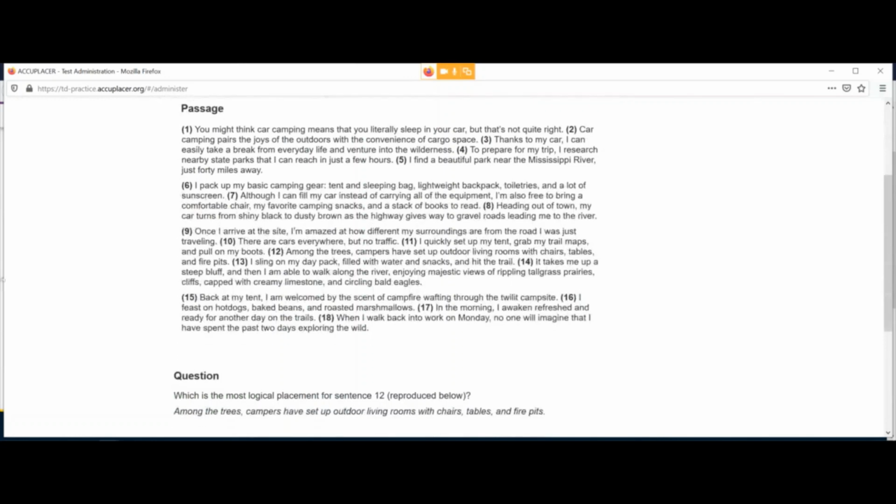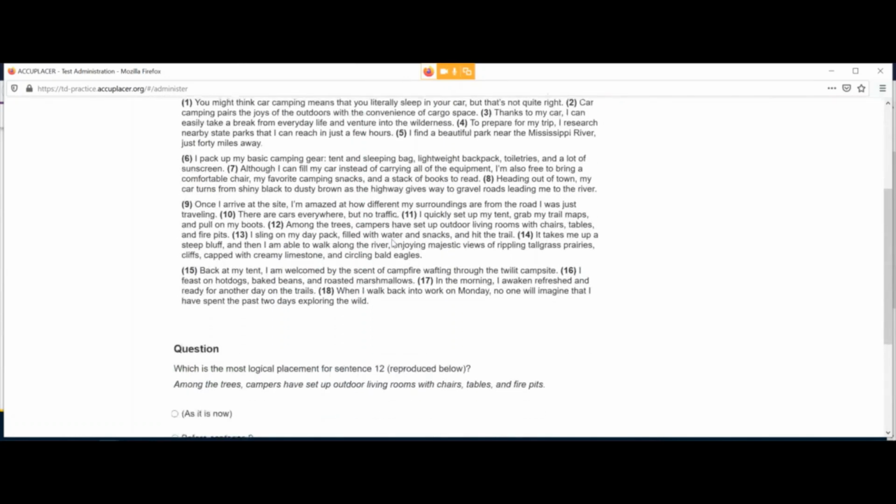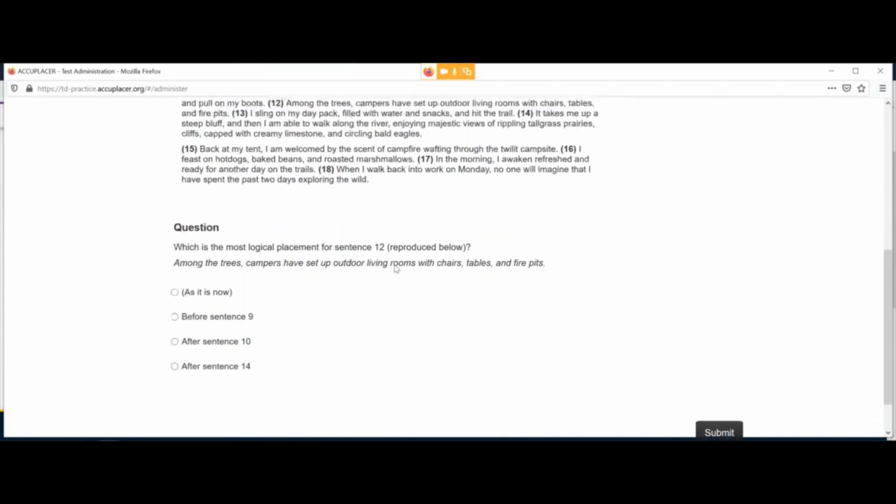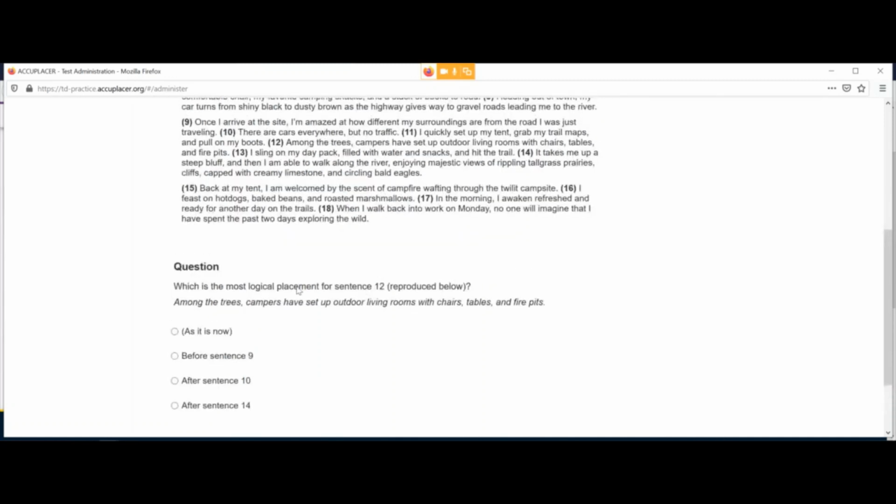Again, we have 3 more on the same passage, so you don't have to reread these. And we go on to question number 3. Which is the most logical placement for sentence 12? Reproduced below. So this one is going to require that you reread at least a paragraph of the passage. Why? Because it's asking you for placement, which means you need to understand the order of the sentences.